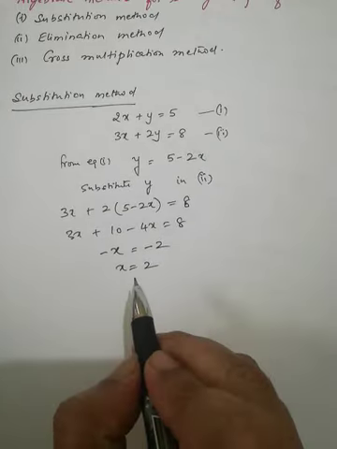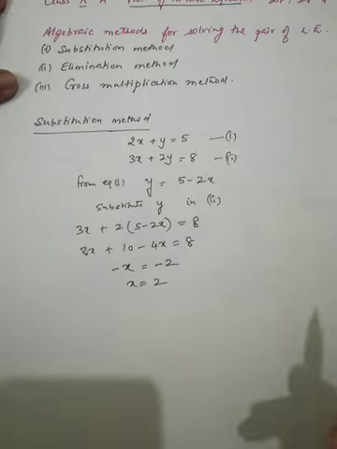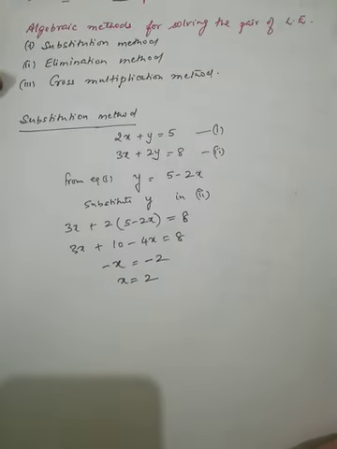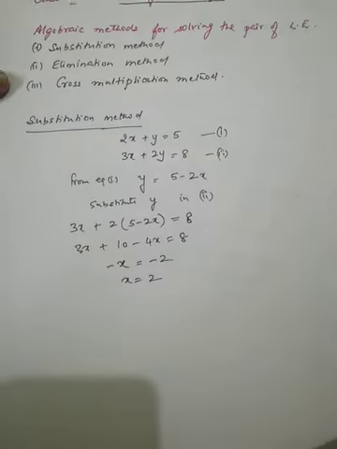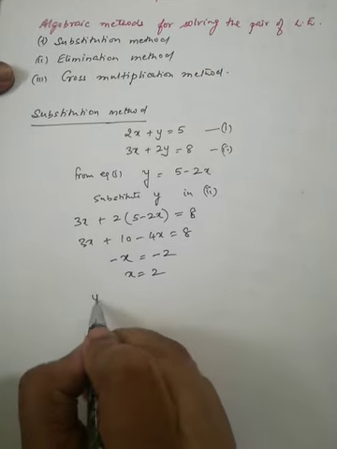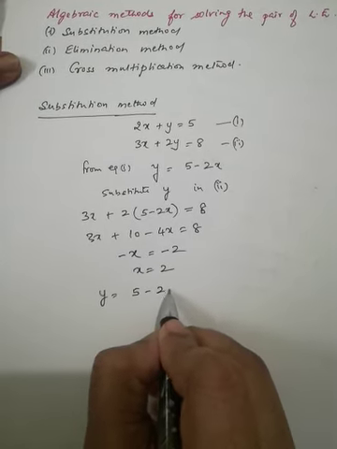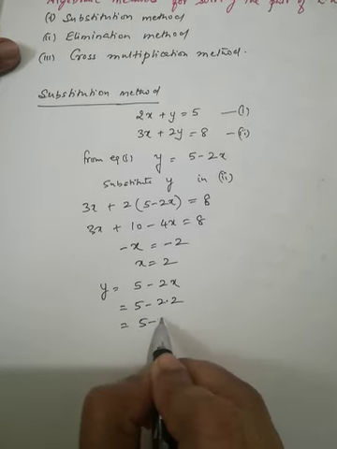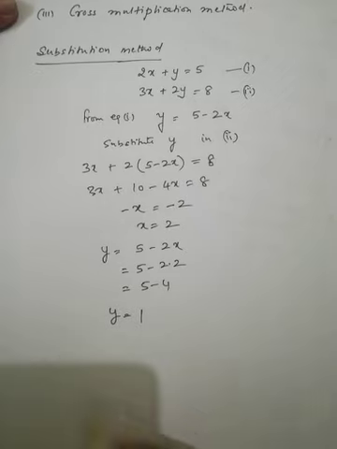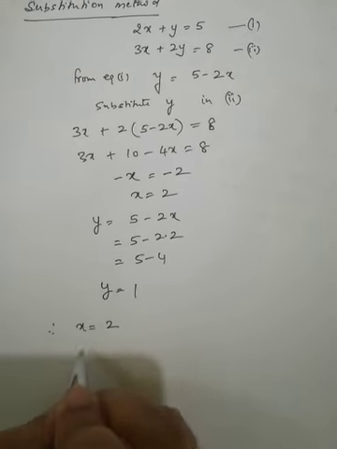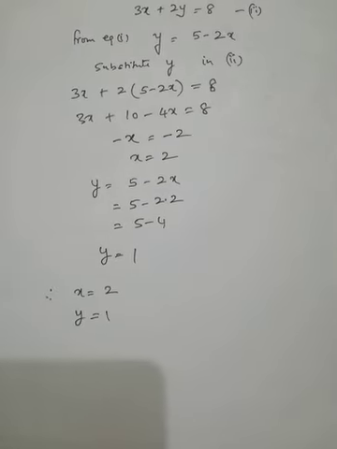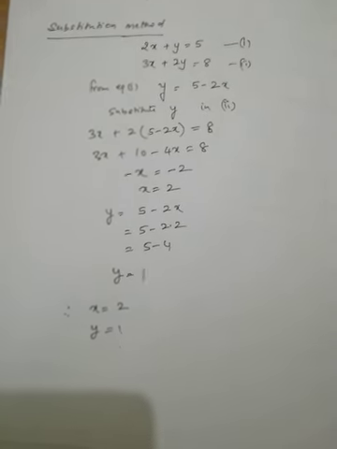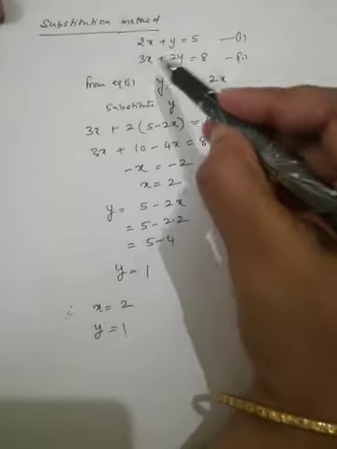Now you will substitute x is equal to 2 in any one of these equations. We have to get the value of y now. y is nothing but 5 minus 2x. So we can write 5 minus 2 into 2, 5 minus 4. So y is equal to 1. Therefore, x is equal to 2 and y is equal to 1 is the solution of this pair of equations. If you want to check it, you can substitute and find out.